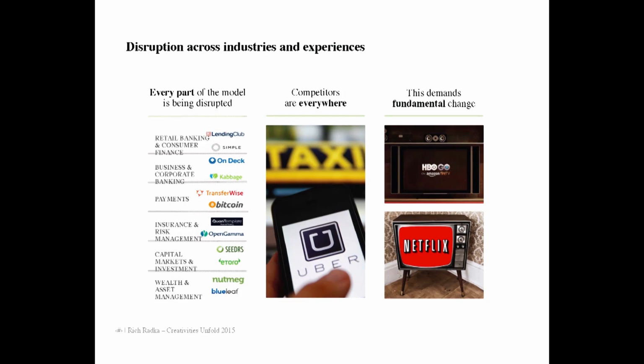So this disruption against industries and experiences, I want to talk about three different ways that we can look at this. First is, again, let's talk about the financial services industry. I mentioned there's all these different products that are served there. Retail banking, corporate banking, payments, insurance and risk management, capital markets, wealth asset management. All these things are being really strongly challenged by startups.